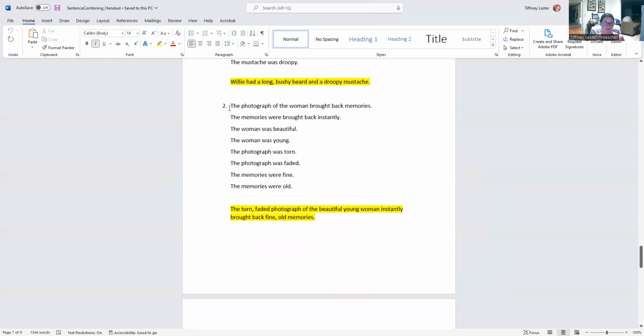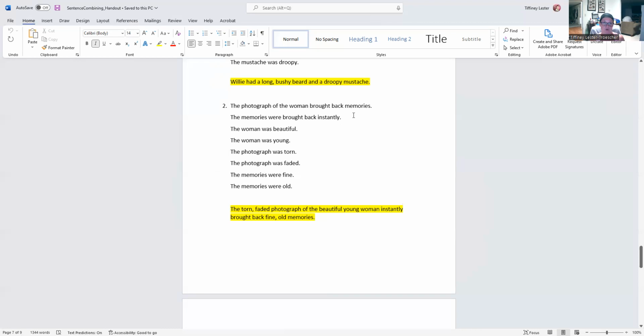Same idea here with this one. We have quite a few sentences here. The photograph of the woman brought back memories. The memories were brought back instantly. The woman was beautiful. The woman was young. The photograph was torn. The photograph was faded. The memories were fine. The memories were old.